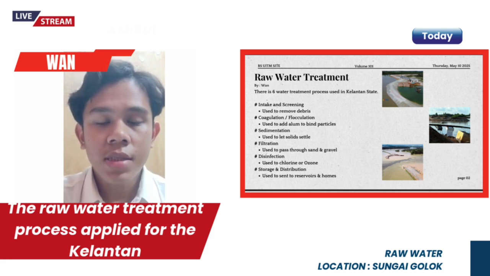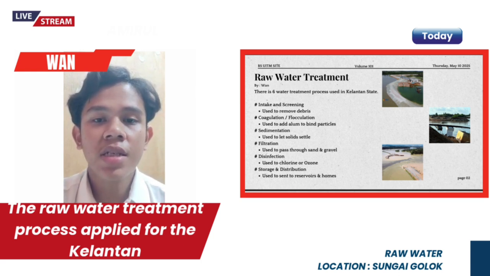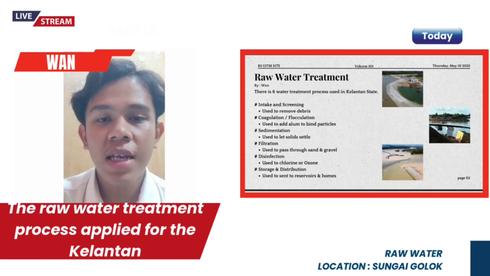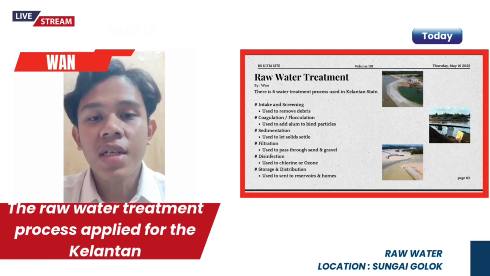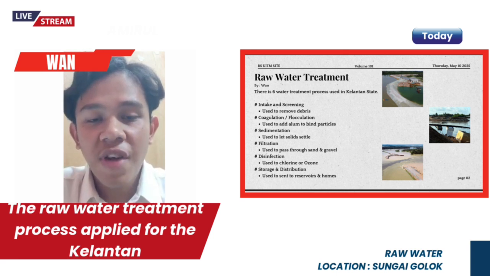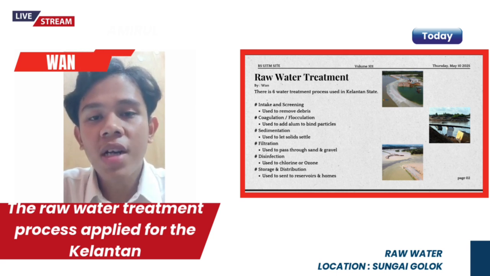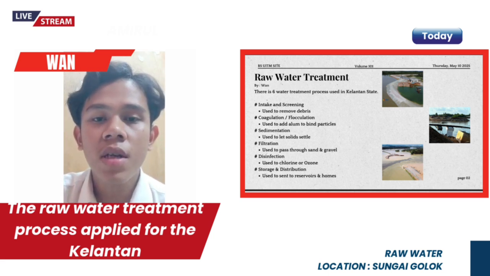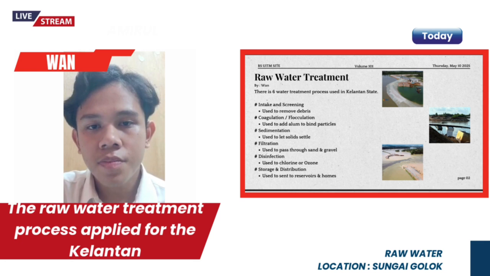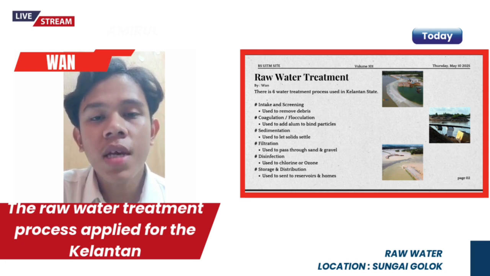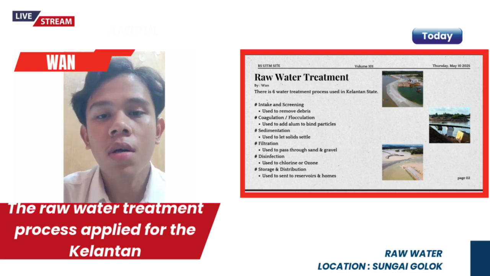The fourth one is filtration. Filtration is a process that passes the water through sand and gravel to make it cleaner and filtered. Okay, next is disinfection. Water will be made cleaner by adding chlorine or ozone. The sixth one is storage and distribution, to send the water to reservoirs or homes.